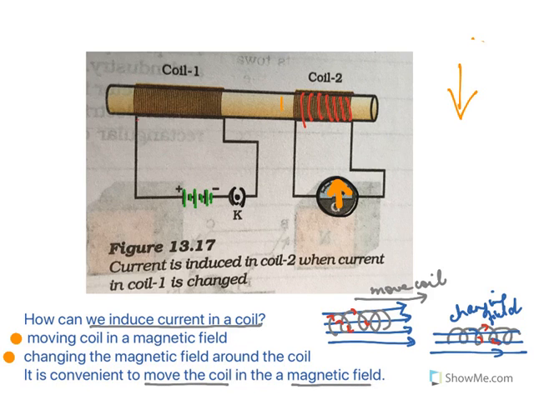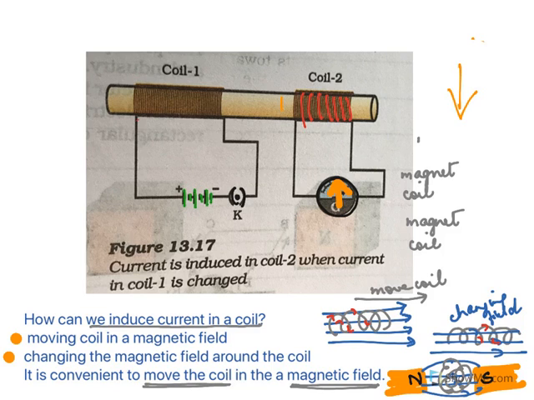However, it is convenient to move the coil in the magnetic field. To produce a magnetic field, we require magnets. And these magnets are very heavy, so they cannot be moved very easily. So here we have two magnets, with the North Pole and South Pole, and a magnetic field between them. And then we take a coil and we move it in the magnetic field. Because the coil is light, it's easier to move the coil in the magnetic field rather than to move the magnetic field, because the magnets are very heavy. So the magnetic field is kept stationary and you move the coil.